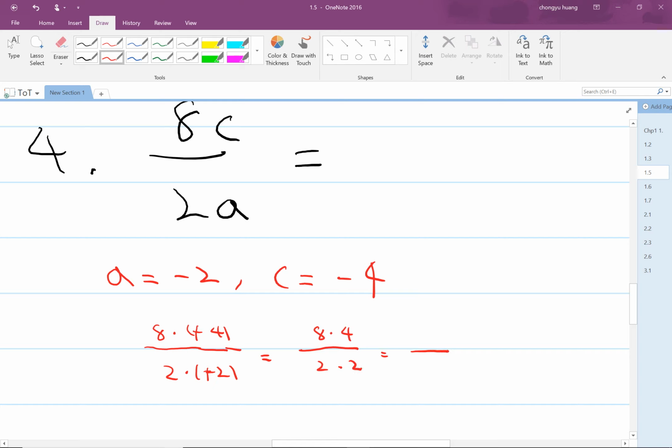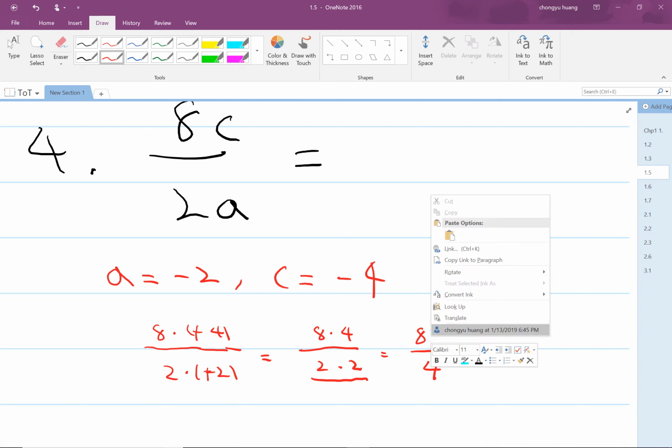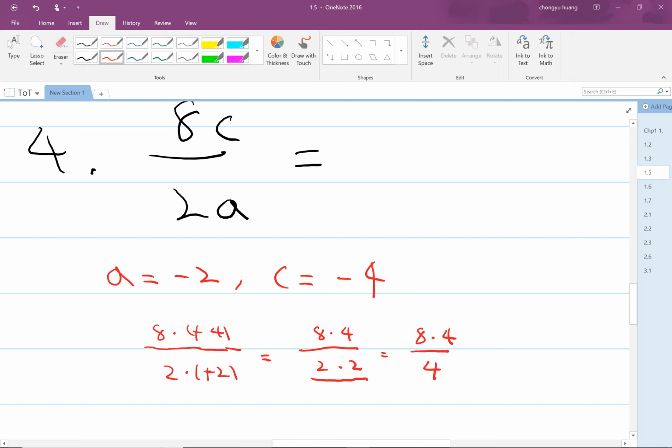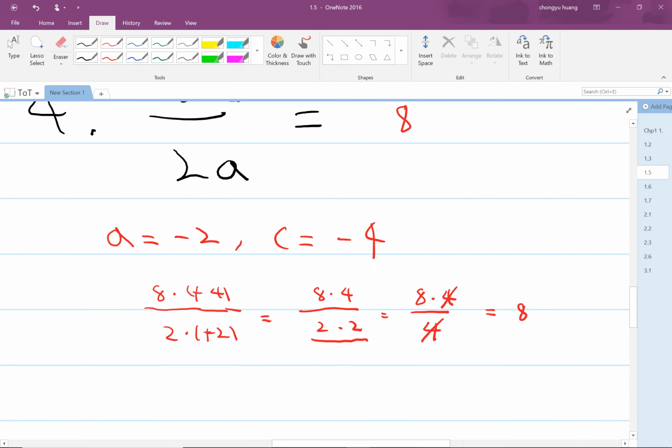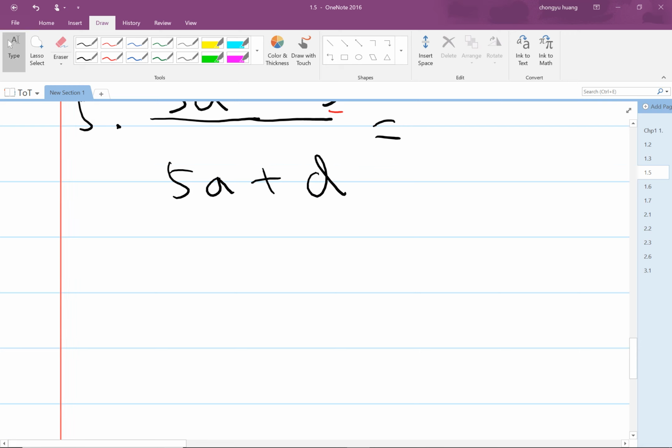So what you can see over here is that 2 multiplied by 2, we have to simplify a little bit more. 2 multiplied by 2 is equal to 4, right? And we will keep the same for the numerator. So what you can see is that those 4 can get cancelled, right? So the final solution will be 8, right? So the solution for question 4 is 8, right? So let's move into question 5.